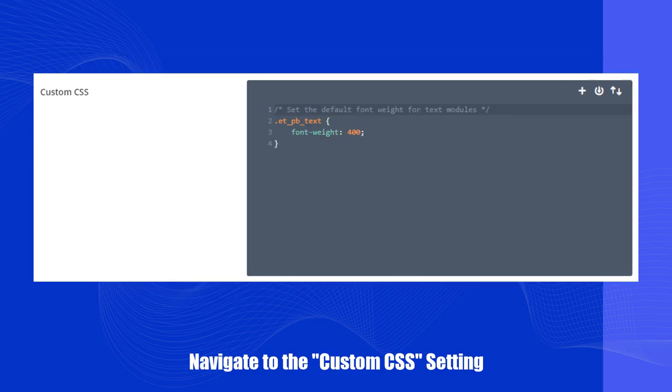In the Custom CSS box, you can now add a simple CSS snippet to fix the font weight issue. This code will set the default font weight for text modules to 400, ensuring that when you select regular in the text module, it behaves as expected. If you'd like to see the exact CSS code, it's available in the accompanying post for reference. This adjustment will help align the font weight with your design intentions.